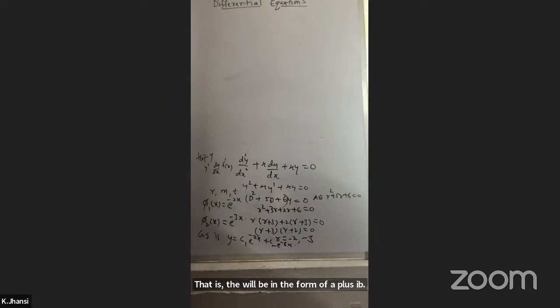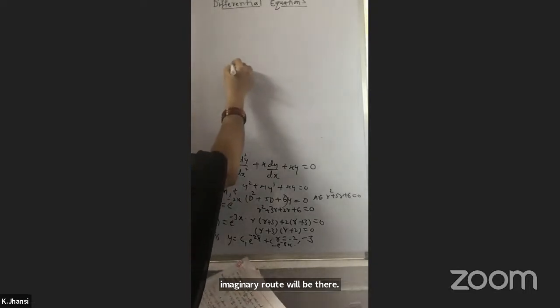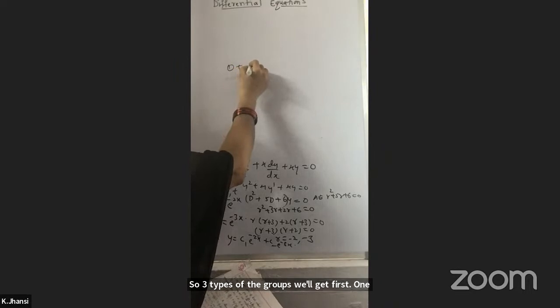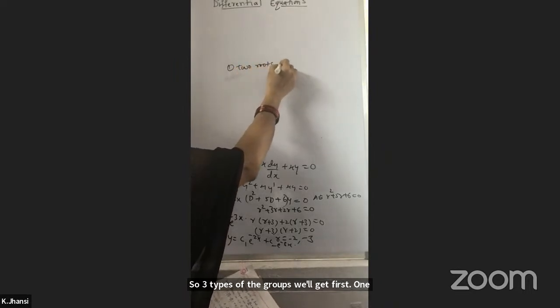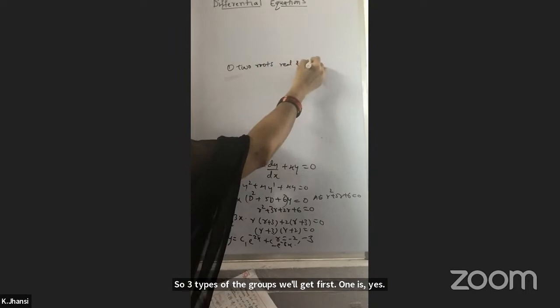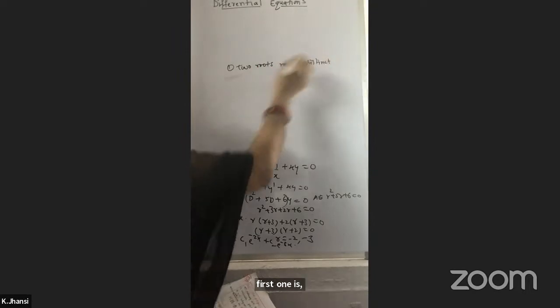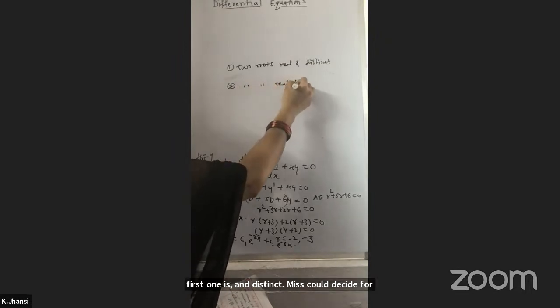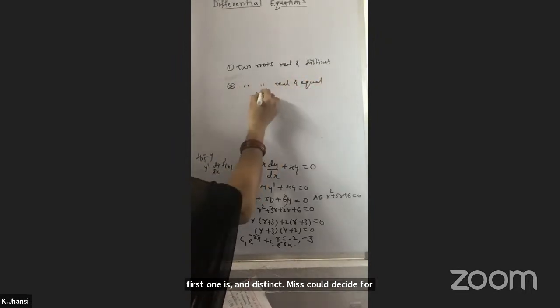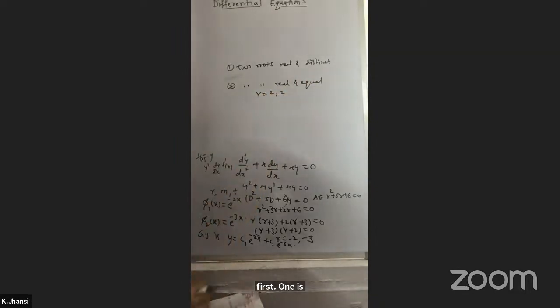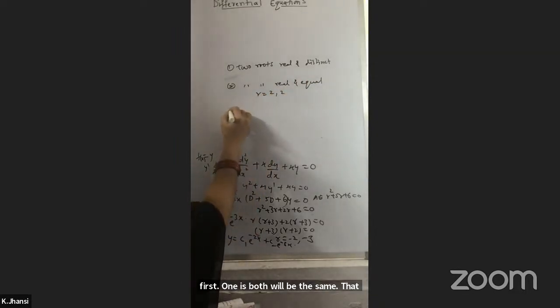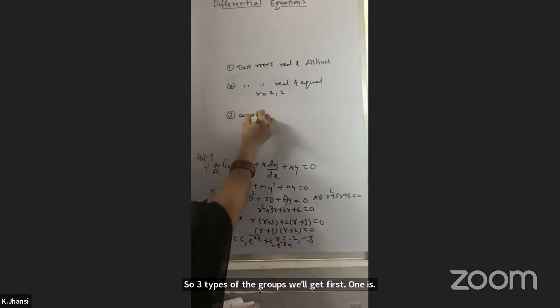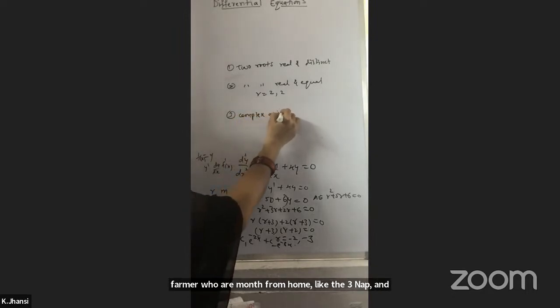One is the real root and another one is the imaginary root. So three types of roots you will get. First one is real, two roots, real and distinct, meaning different ones. And second one, two roots, real and equal. Both will be the same, that is r equals, you may have 2, 2 or 1, 1, like that. And third one is complex or imaginary.